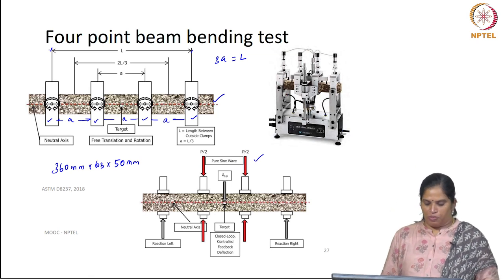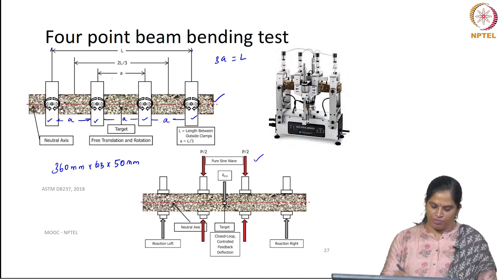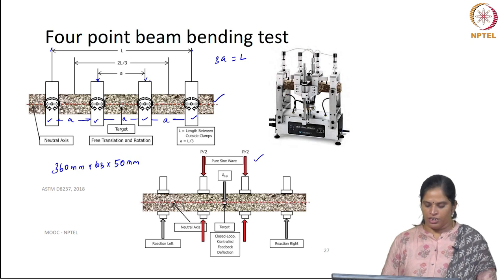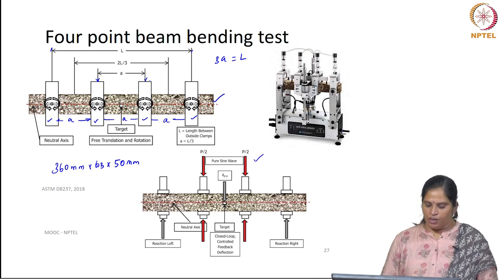So in this 4-point beam bending test, we subject the sample to repeated loading, and we apply load at the two inner supports. Now we subject the beam to pure bending, only a vertical movement, and we do not restrict the rotations. So all the supports are free of translation and rotations.